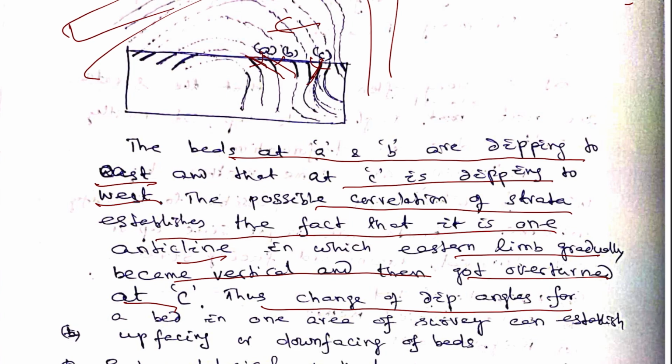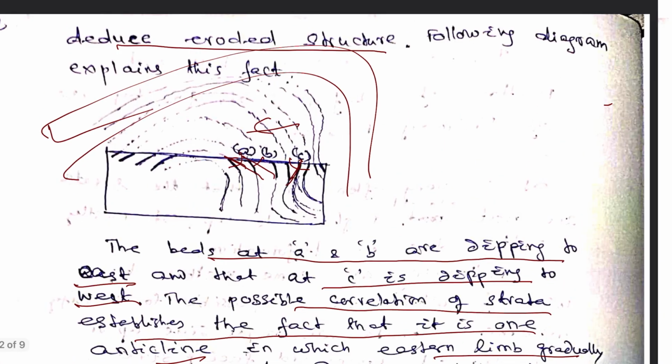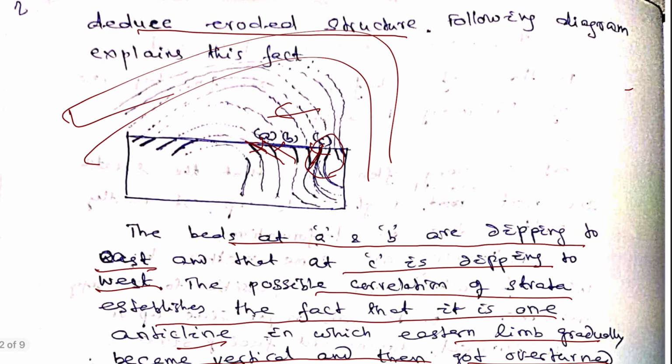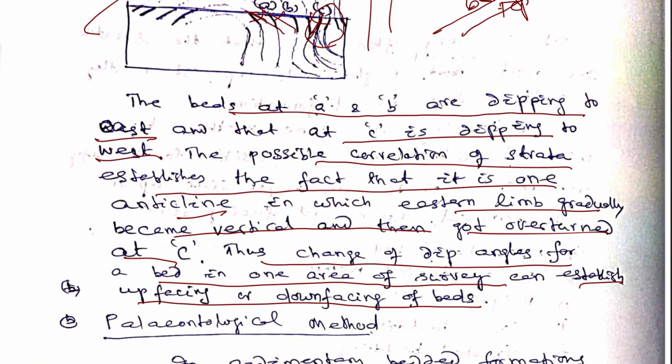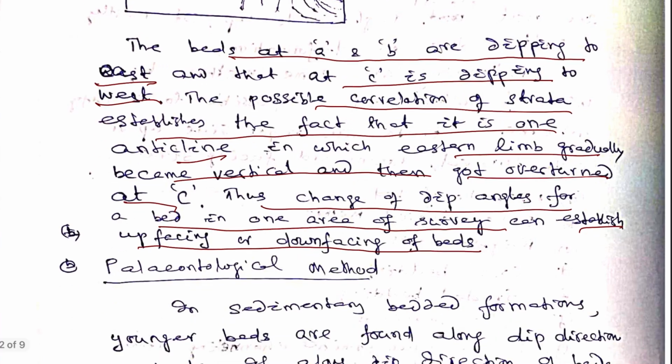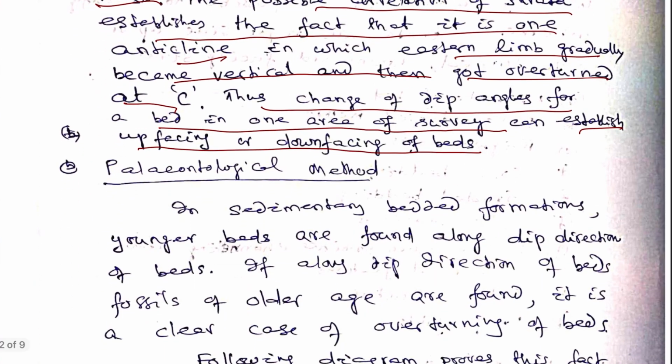This change in dip angle of the bed in one area of survey can establish the up-facing or down-facing of beds. So here the strata has been overturned. So this is top, this is bottom. Therefore, by taking into account the dip and strike values of eroded beds, it is possible to deduce the major structure.